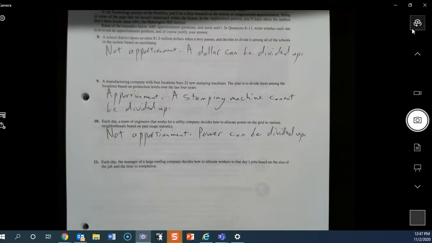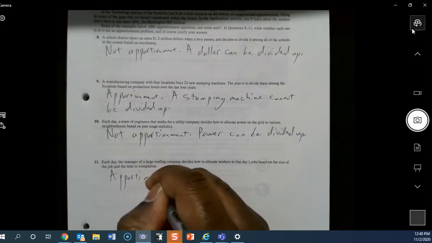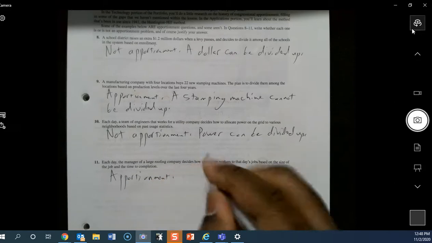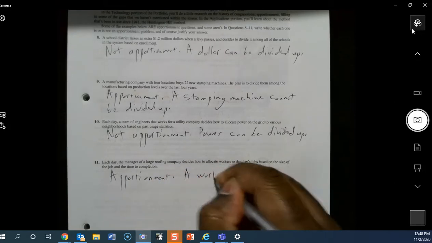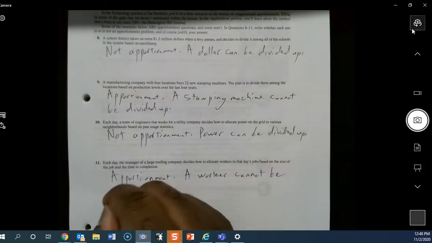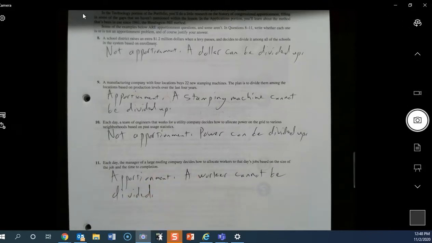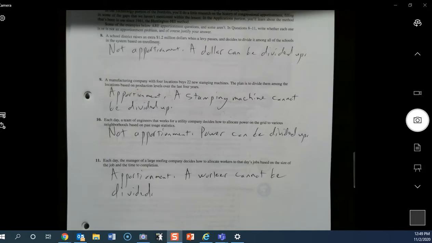And last but not least, it says each day the manager of a large roofing company decides how to allocate workers to that day's job based on the size of the job and the time of completion. This is apportionment, and that is because a worker cannot be divided. And we are done.